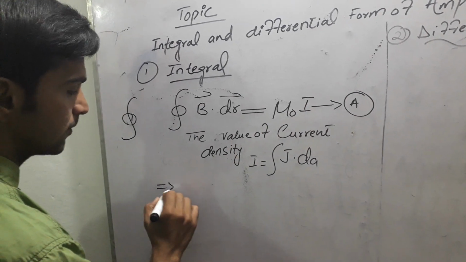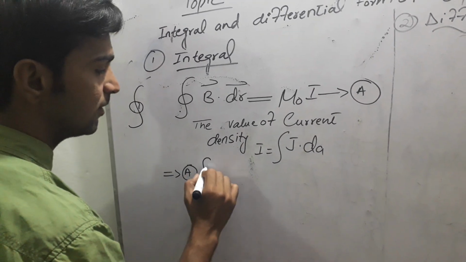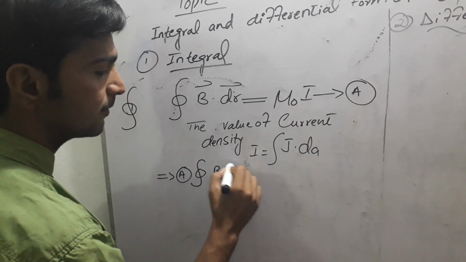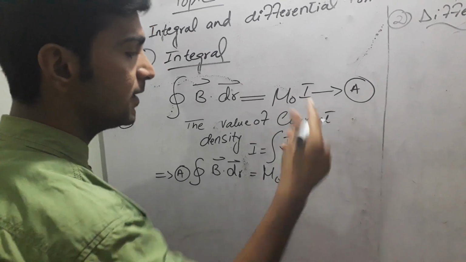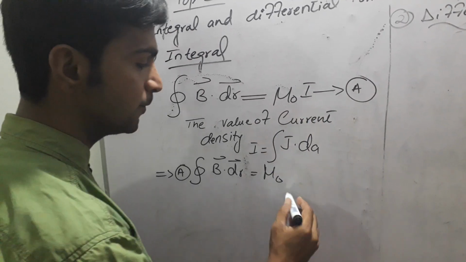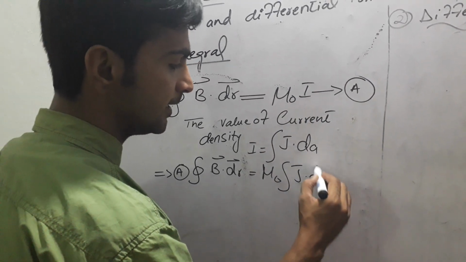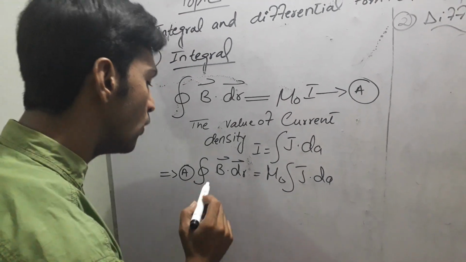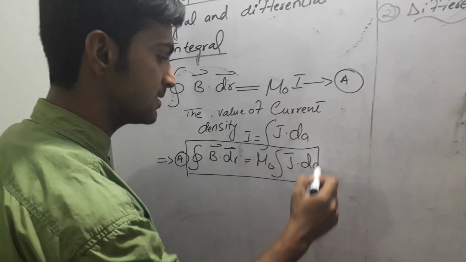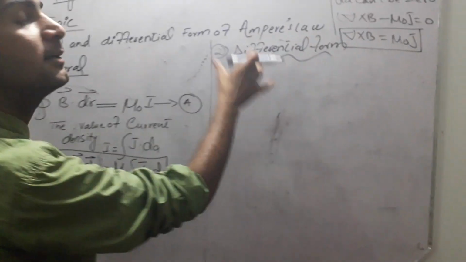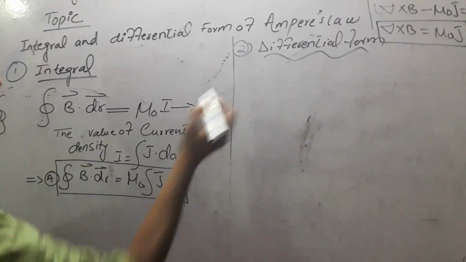So equation A implies that integral of B dot dr equals mu naught. In place of I, guys, we will substitute this value, that is integral of j dot dA, and this is the actual whole equation showing the integral form of Ampere's law. Is it clear? So here we are going to find the differential form of Ampere's law.